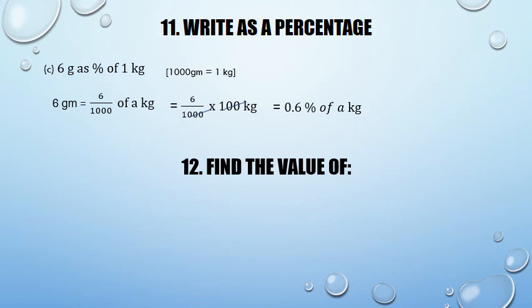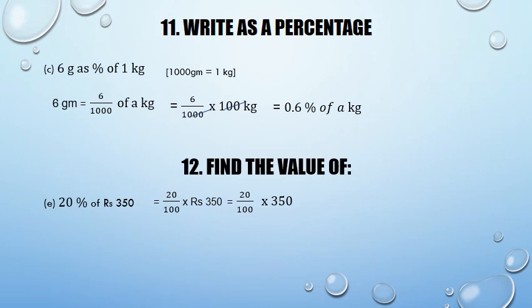Let's do the 12th question. Find the value of. We will do the E part of this question. 20% of rupees 350. Now children, 20% of rupees 350. 20% means 20 upon 100. Of means multiply rupees 350. So 20 upon 100 multiplied by rupees 350.